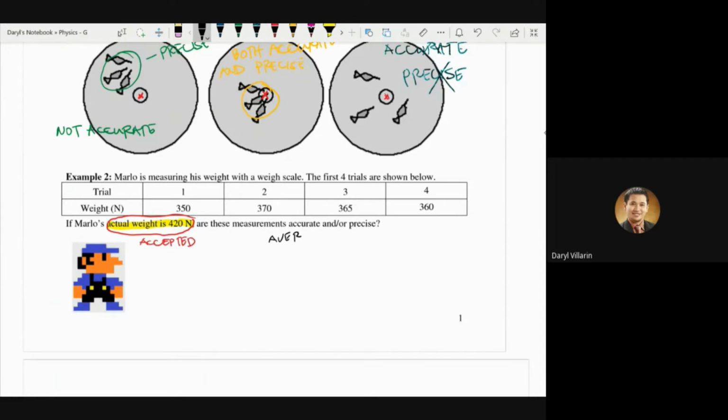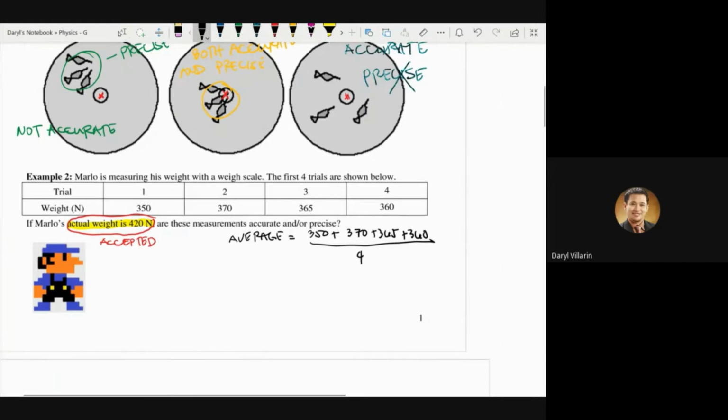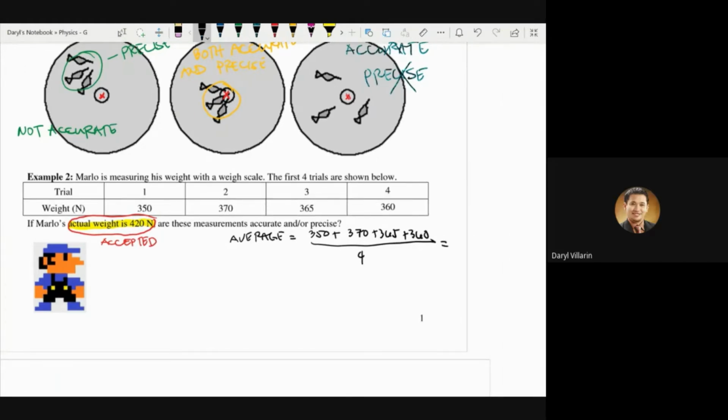Okay. So to answer this question, to have a good gauge, we can get the average, or just the mean of all these measurements. So the mean is just 350 plus 370 plus 365 plus 360 all over 4. That's how you get the average. And this gives you a value of, kindly check, just around 360 newtons. So the average of all these measurements is 360 newtons.